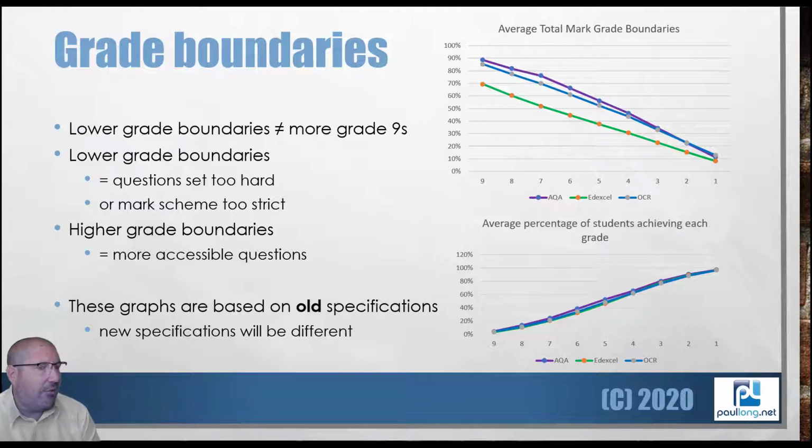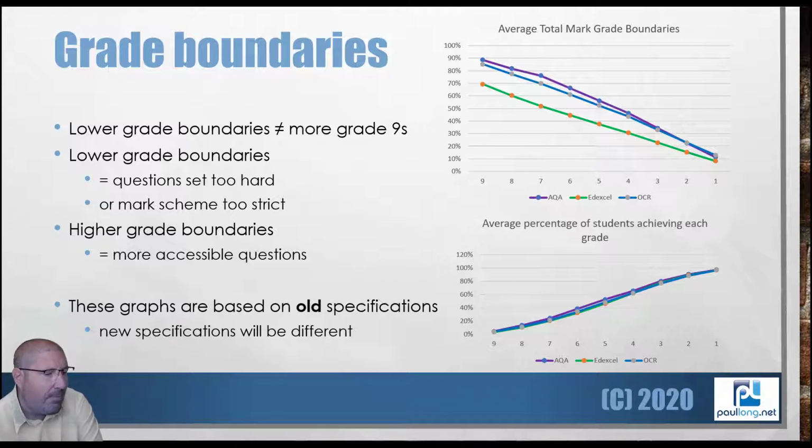A lower grade boundary does not mean that you're going to get more grade 9s. If we have a look at this graph on the right, you've got your average total mark grade boundaries for each of the exam boards. You can see that this is with the old exam. I expect the new exams will be quite similar. I think AQA's will come down quite a bit because they've made their papers a lot more difficult now. I think Edexcel's will come back more into the norm. But as you can see, Edexcel had the lowest grade boundaries in the old specification.